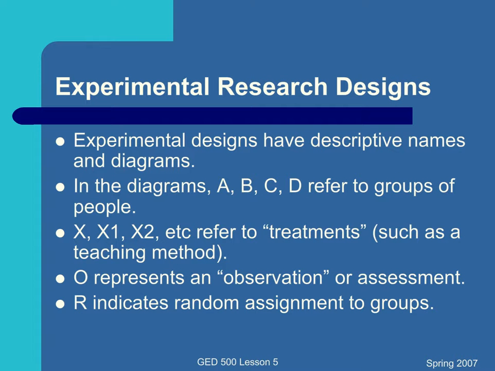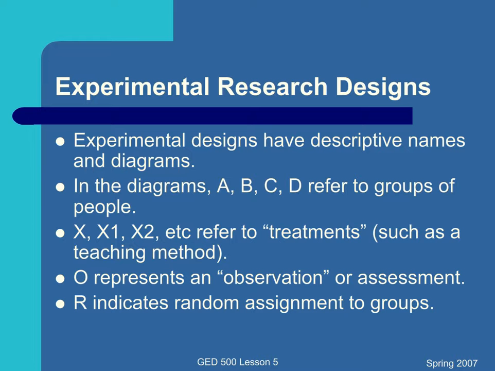So there's a couple of symbols that you should be aware of when you're thinking about experimental designs. These typically are like descriptive names and diagrams. So in the diagrams, you have A, B, C, and D, and these refer to different groups of people. So it could be different classes or different organizations or different schools, depending on what your unit of analysis is going to be. And then you have things like X, X1, X2. So this X refers to some sort of treatment. So treatment could be a teaching method that's preferred or a type of intervention. So that's really what the treatment is in this particular case.